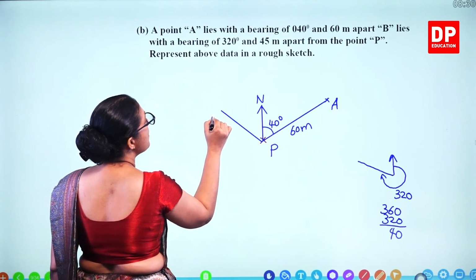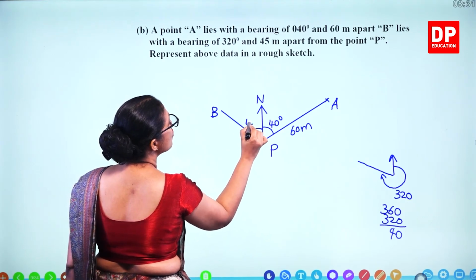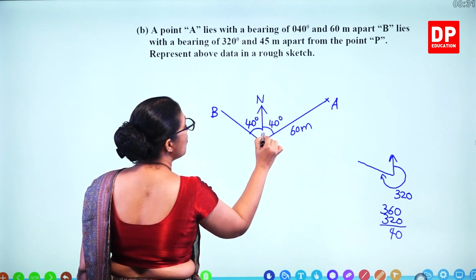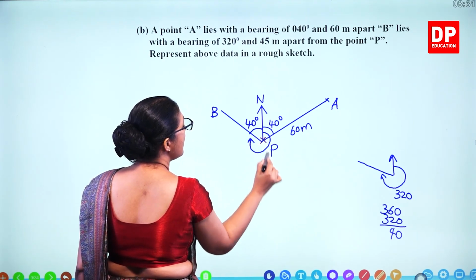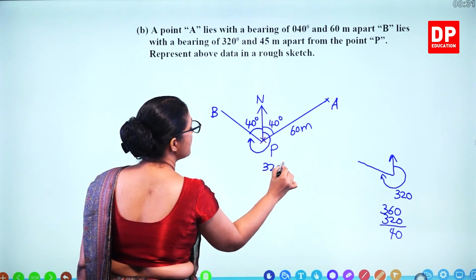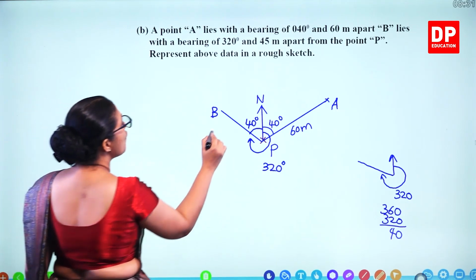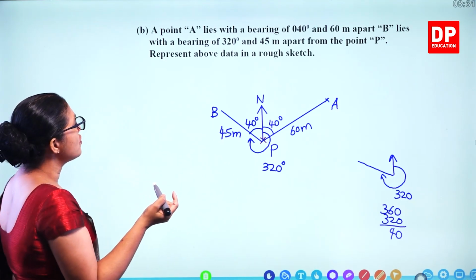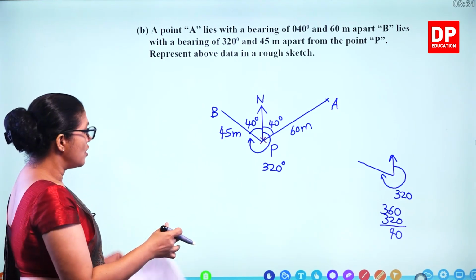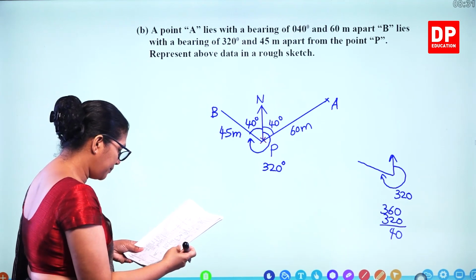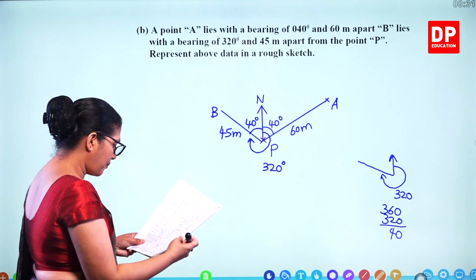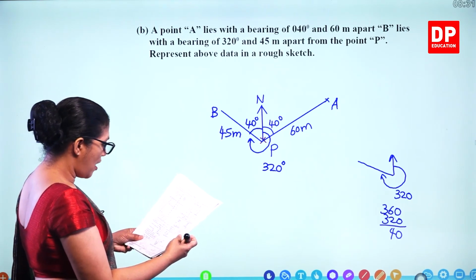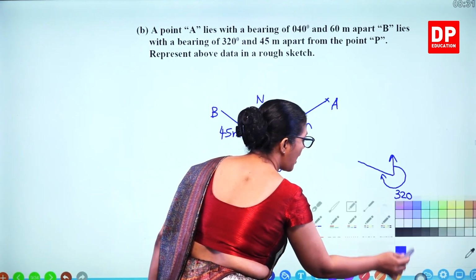So this is B, but here this is also 40 degrees because here to here, the whole thing, this is 320 degrees. So what's the distance? 45 meters. So you are asked to sketch it. So this is the sketch. So how many marks for that? 3 marks. 3 marks for this diagram.